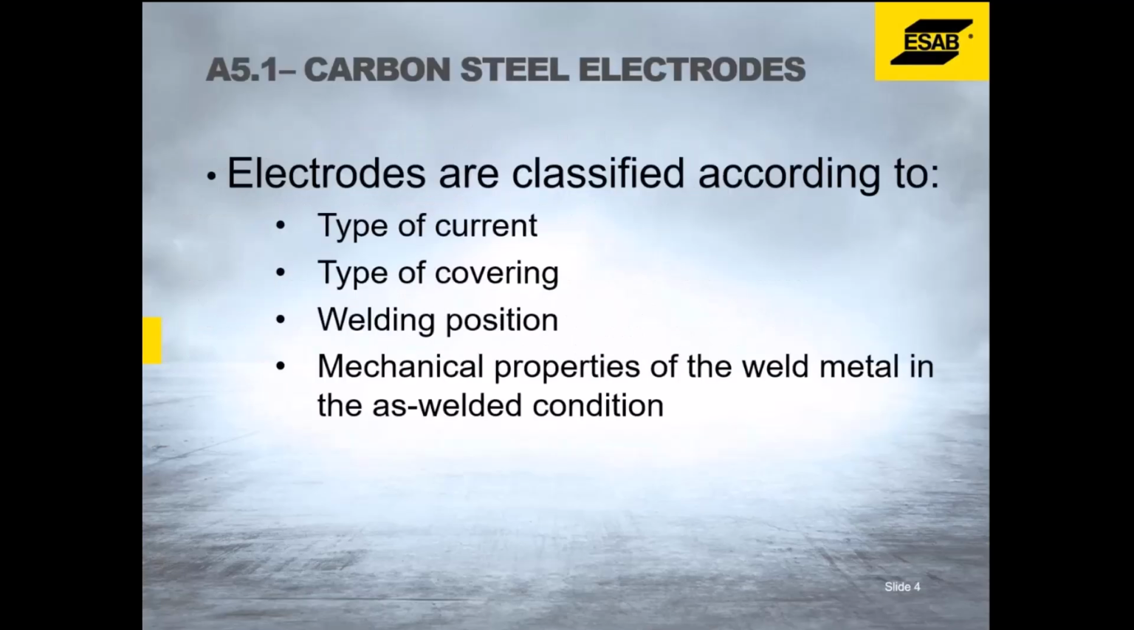So we'll get into the A5.1 to begin with. The electrodes in this specification are going to be classified according to the current, whether that's AC or DC, DC electropositive, DC electronegative, the type of coating that's on the electrode, the position that the electrode is able to be used in, and then finally the mechanical properties that are seen in the as-welded condition.